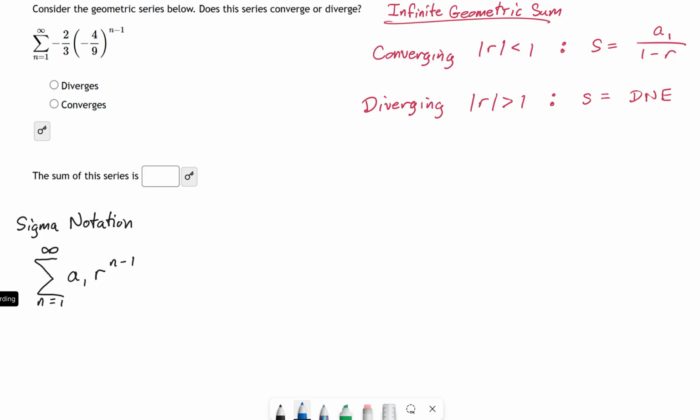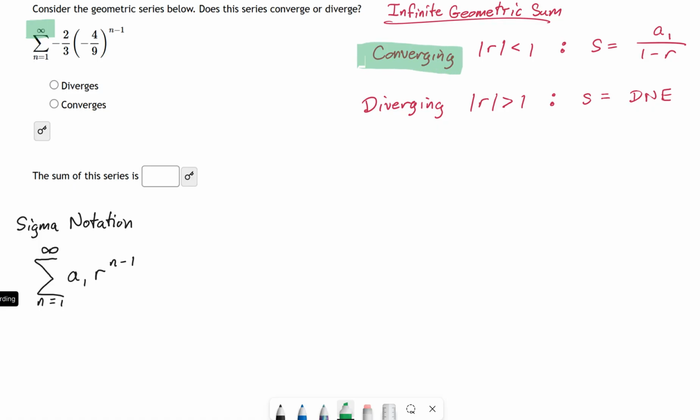So when you're dealing with a geometric sum, in other words, a set of numbers that keeps getting bigger or smaller depending on a certain ratio, that can go one of two ways, especially in the case of this being infinite, right? When you see that infinity symbol right there, you have two choices. Is it converging or is it diverging?